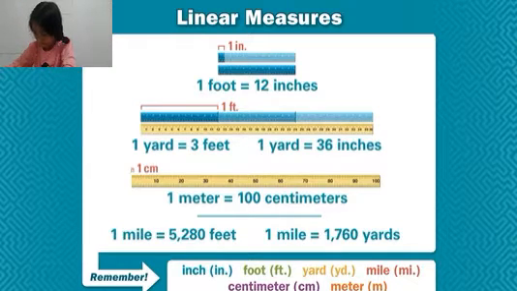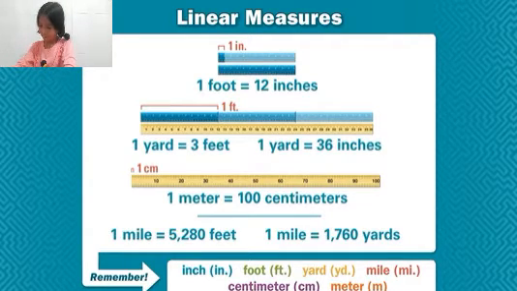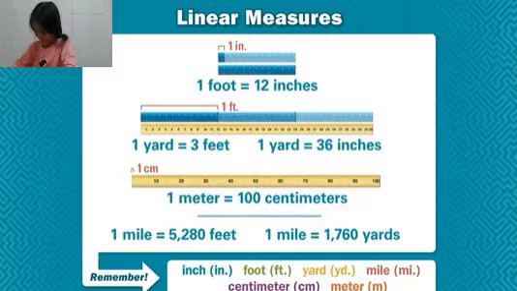The next sentence reads 1 yard equals 3 feet. Let's say that together. Begin. 1 yard equals 3 feet. Good. Then the next sentence says 1 yard equals 36 inches. Let's say that together. 1 yard equals 36 inches. So an inch is a small space. A foot would be a little bit larger, and then a yard would be much larger. At the bottom, we see the abbreviations for inch, IN period, foot, FT period, yard, YD period.